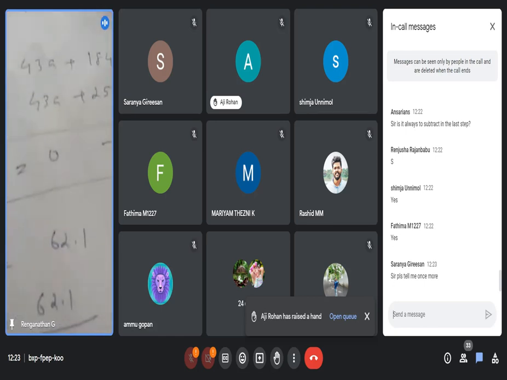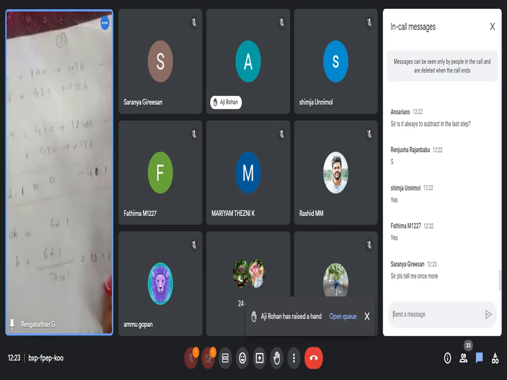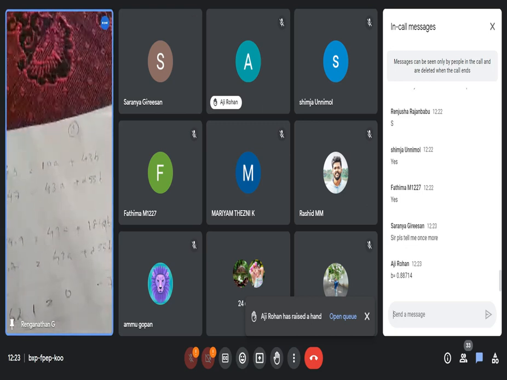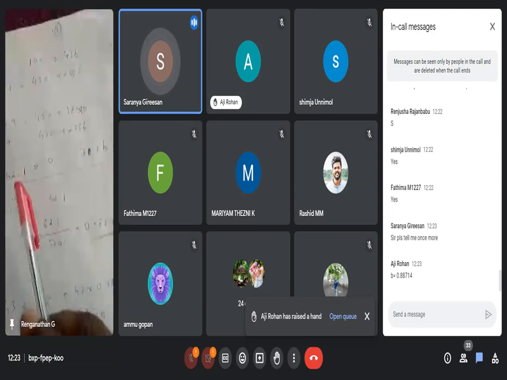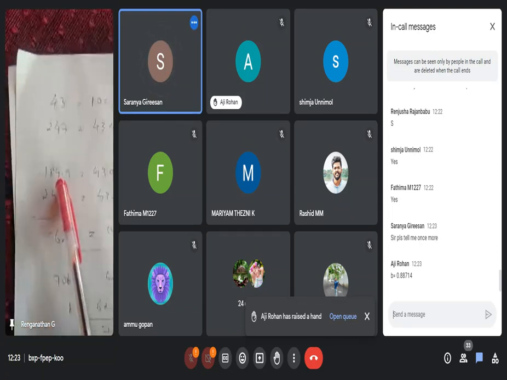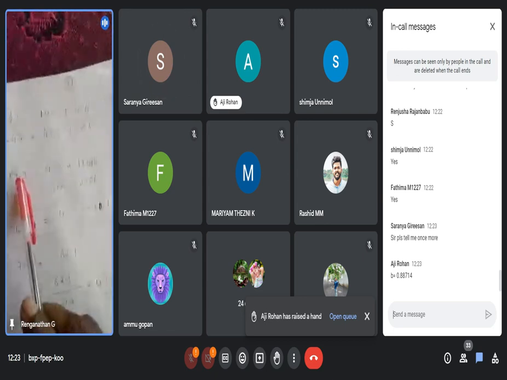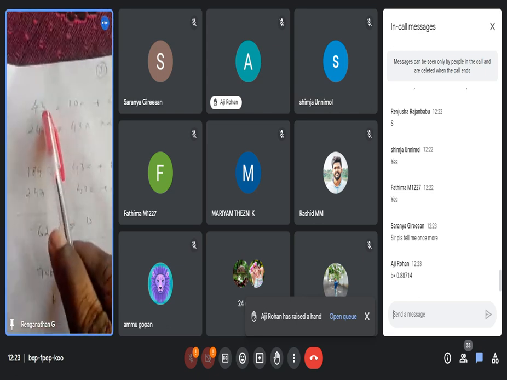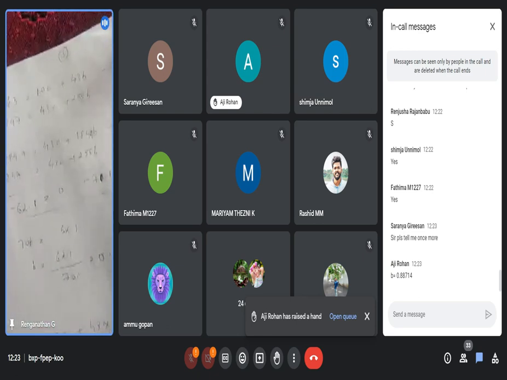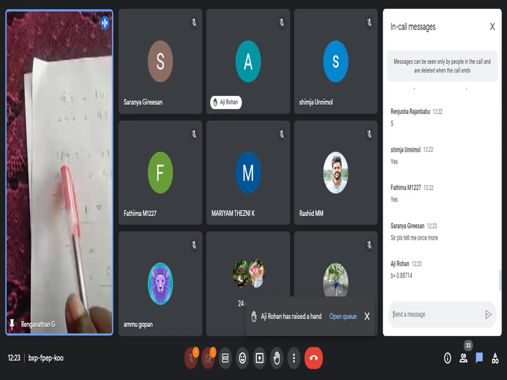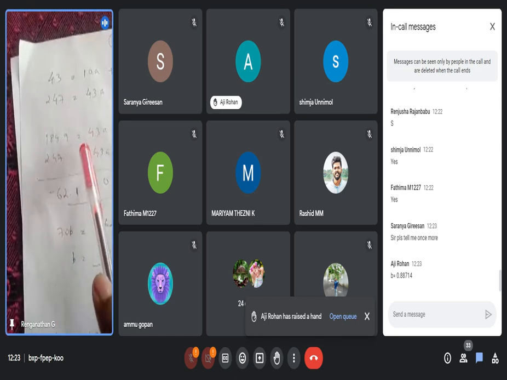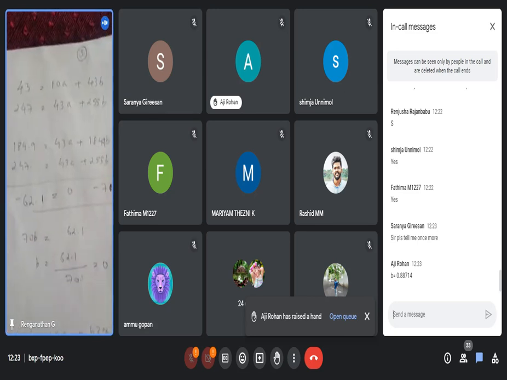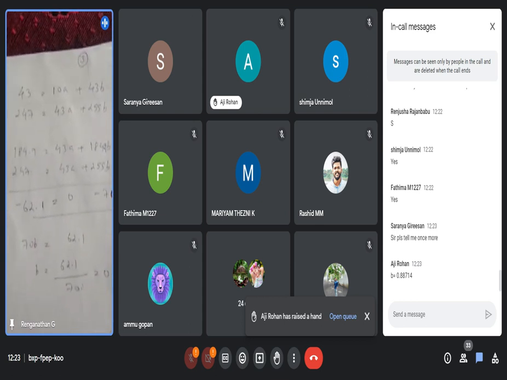Saranya is asking to repeat once more. Which is to be repeated, Saranya? How did we get this 184? We multiplied the first equation by 4.1, isn't it? Sorry, 4.3. Every element of the first equation is multiplied by 4.3. Thus, we got 184.9, then 43A and 184.9B. Right? Is that right, Saranya?